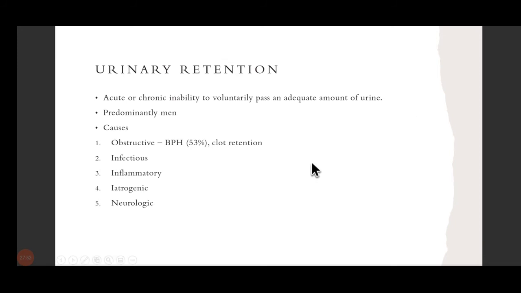So, a patient of urinary retention may have acute urinary retention or chronic urinary retention, or there could be also acute on chronic. What urinary retention means is that the patient is unable to pass an adequate amount of urine voluntarily. Mostly men are affected, and the causes include either obstructive due to BPH, which is seen in more than half of the patients. Clot retention is also a cause, post-surgical intervention or otherwise. Then there could be infectious, inflammatory, iatrogenic, and urologic.